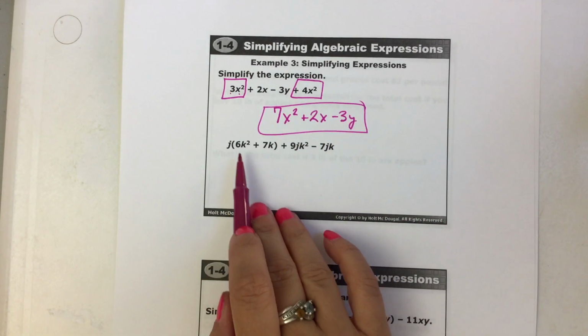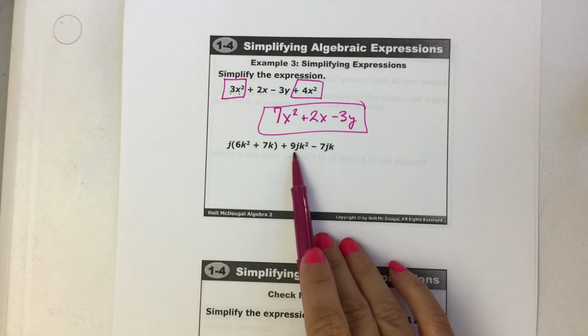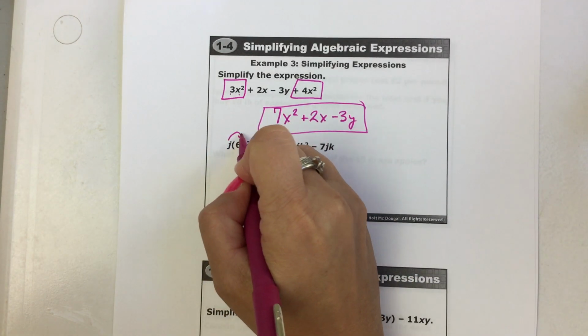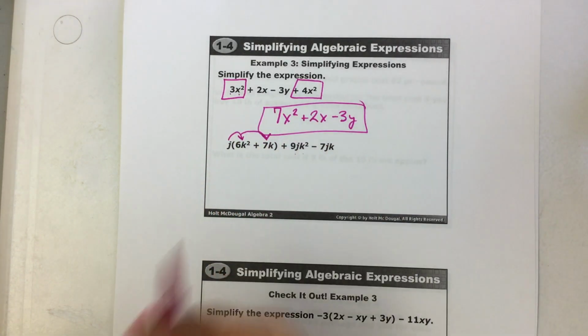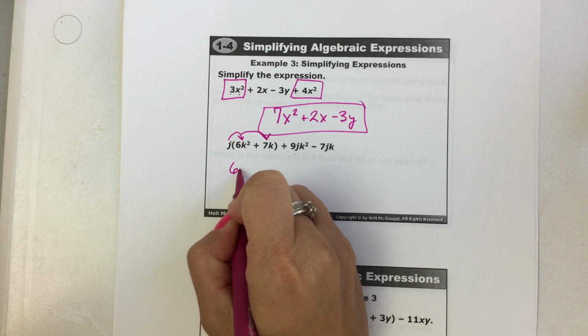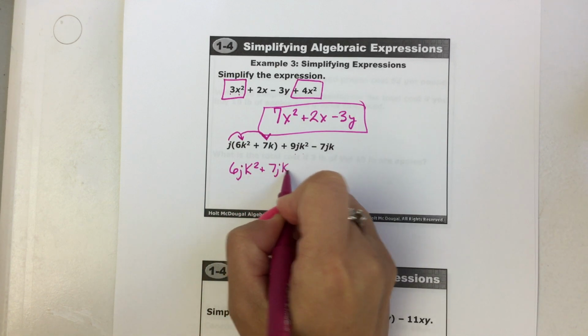Okay, the next one, notice I have j's and k's. If you have 2 variables, you always want to make sure that you write them in alphabetical order. That is why the j comes before the k. When I am distributing, because step 1 is cancel parentheses, I am giving each term 1j. So it's 6jk squared plus 7jk.